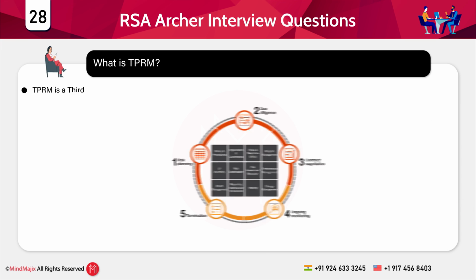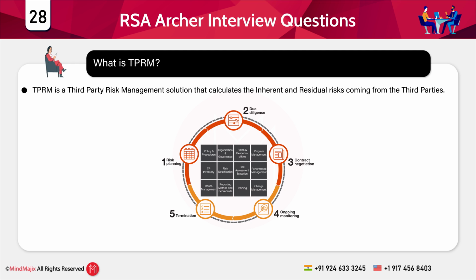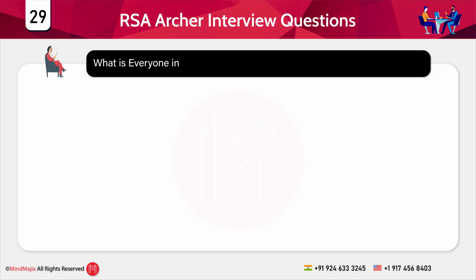Now coming to what is TPRM. This is the most commonly asked question in the interview these days. It's the most used use case widely all across. TPRM is a third-party risk management solution that calculates the inherent and residual risk coming from the third parties. RSA Archer has also recently created a vendor engagement portal for this third party. Many organizations are using it. So this is very important. I would recommend you to go deeply into the TPRM solution, whatever RSA provides. And if you have configured one, go through that and just draw a comparison and try to understand functionally what it actually does.